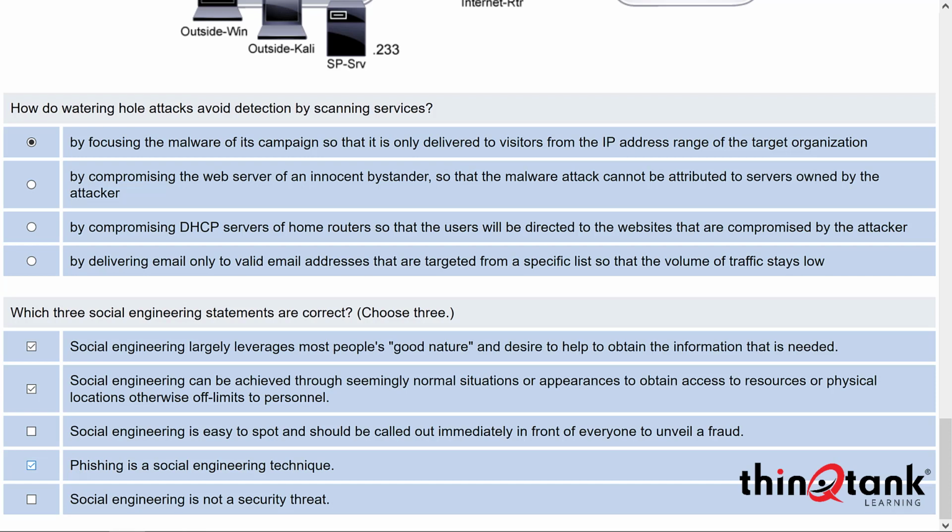Okay? Social engineering is not a security threat. It is absolutely a security threat. No doubt about that.